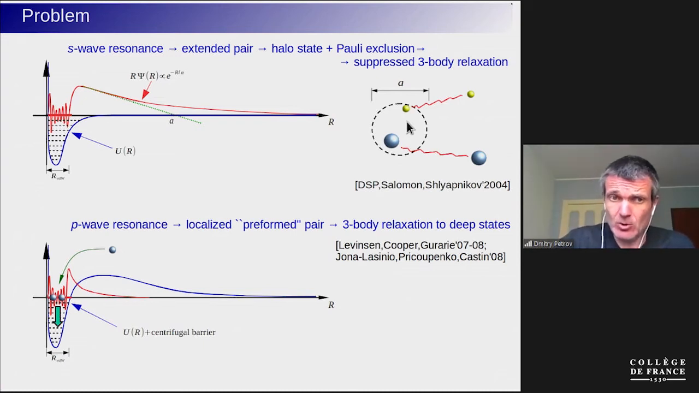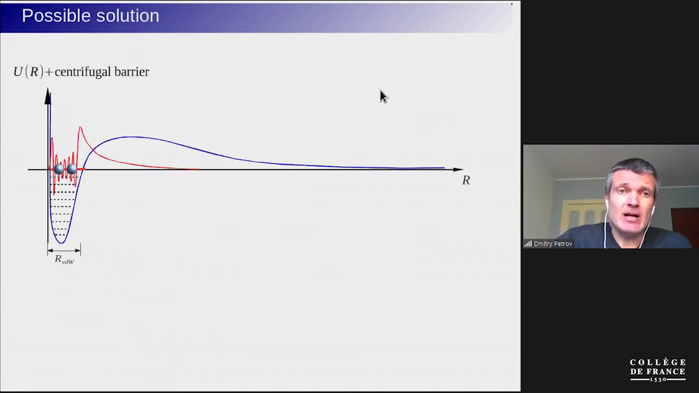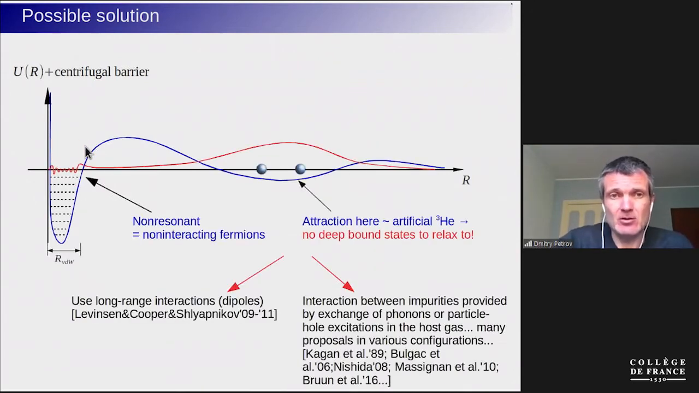Okay, so what do we do about it? The idea is to pass from the p-wave resonance situation, where you have a p-wave resonance at short distances, to a situation where the short-range interaction is non-resonant. So you basically consider non-interacting fermions, but you somehow engineer a long-range attraction between them. And the important thing is that if you have a bound state, there is only one bound state here. There are no deep bound states where these two particles can go into this potential well. So in a sense, it's like an artificial helium-3. There are many problems with helium-3, but there is no relaxation to deeply bound states because there is only one, or maybe not even one state there. So in this sense, we want to obtain an artificial helium-3.